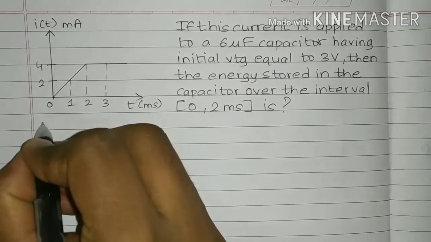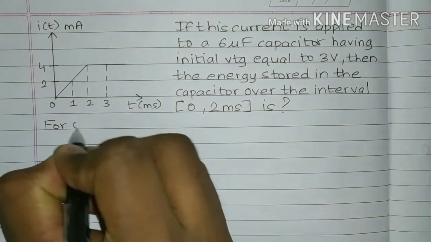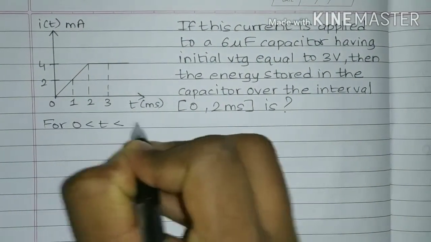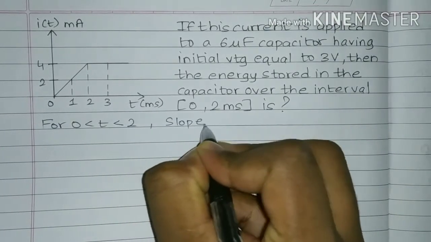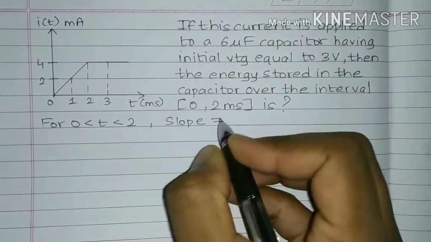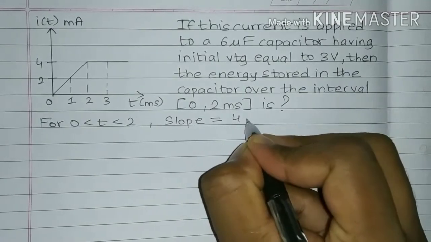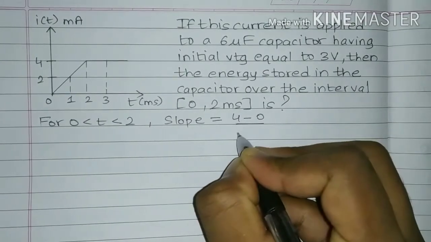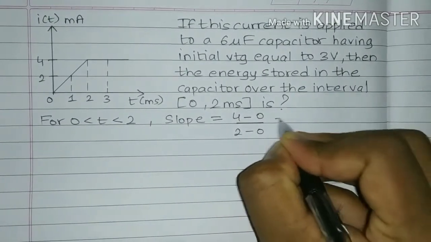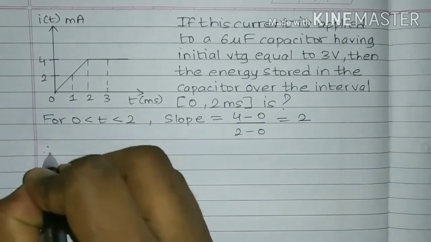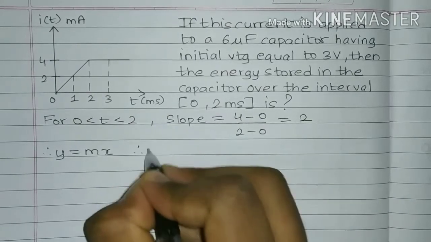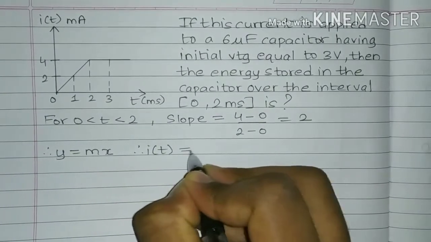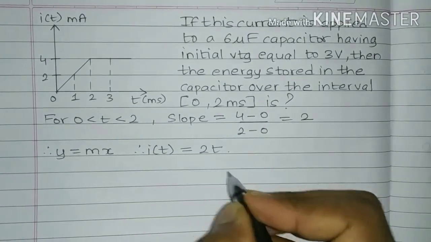For the interval between 0 to 2 milliseconds, the slope of the given graph is equal to 4 minus 0 divided by 2 minus 0, which is equal to 2. Now the equation of a straight line is y equal to mx, since this line is passing through the origin. So y is I of t and x is t, so I of t is equal to 2t, where m is the slope.